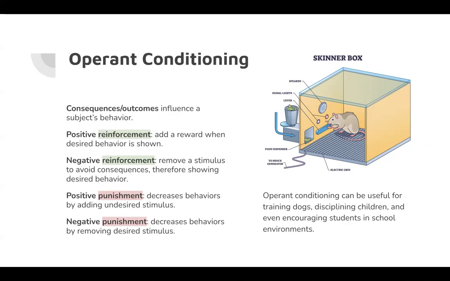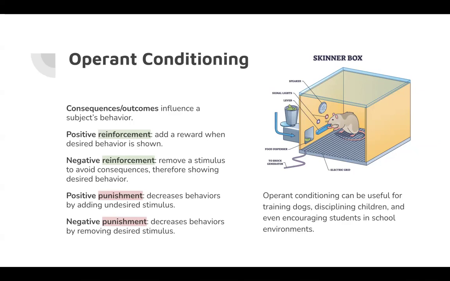food that I want. For negative reinforcement, some of the rats were put inside the box and there was an electrical current. In order to turn that off, the rats would have to bump against the lever. Once they figured that out, they were able to take away the undesired electrical current, but the desired behavior is still the rat pushing the lever. And through that negative reinforcement, removing the stimulus to avoid consequences, they were able to show the desired behavior of pressing the lever.